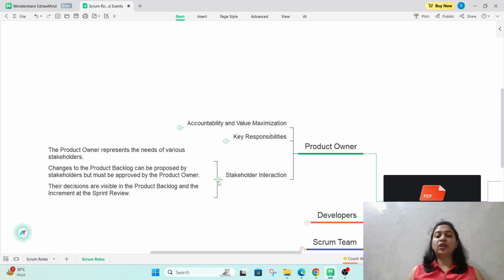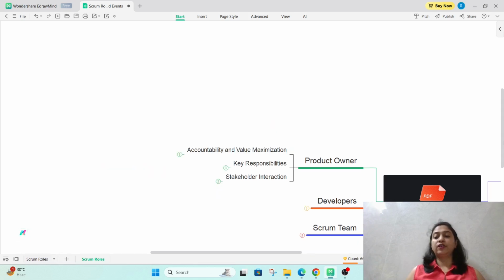Then what will be the stakeholder interaction? So the product owner represents the needs of various stakeholders. Changes to the product backlog can be proposed by stakeholders but must be approved by the product owner. Their decisions are visible in the product backlog and increment at the sprint review. Okay, so these are some product owner roles and responsibilities.